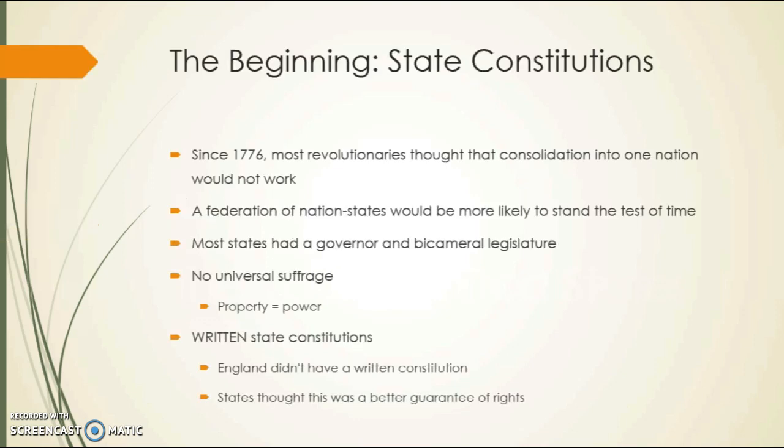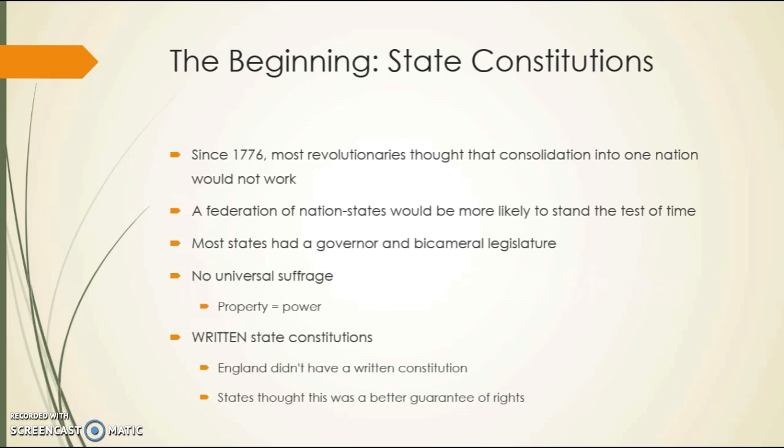All right, and so before the formation of the United States, we had state constitutions. Even in 1776, most revolutionaries agreed that consolidating into one nation wouldn't work. They thought that the government would be indifferent to public concerns because of the distance, mainly. The area was sprawling, it was too diverse, and they thought that without nearby supervision, government representatives would be less accountable for their actions. And they thought that a federation of many nation states would endure.